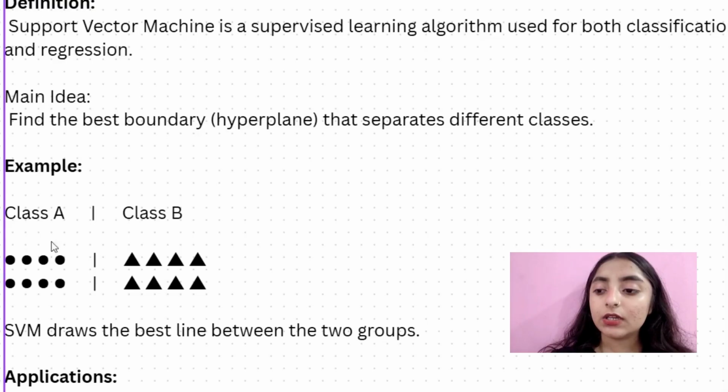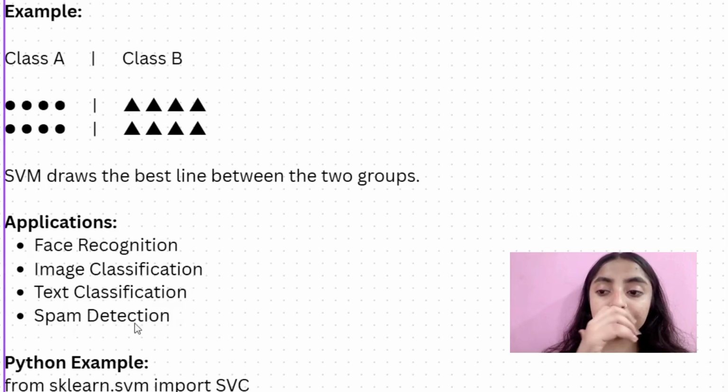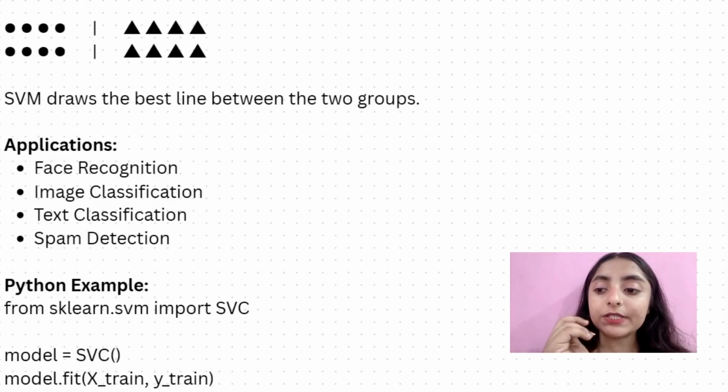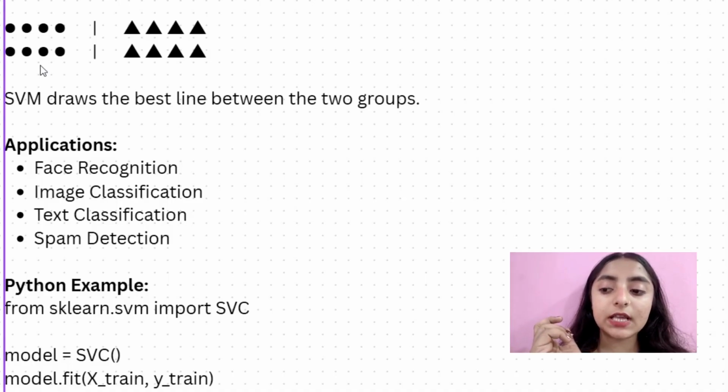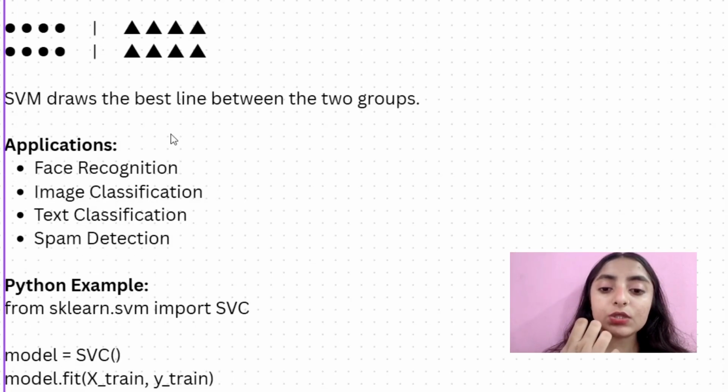Here you can see an example. This is one class, this is another class, and this is the hyperplane, which is the boundary. It is classifying: for example, if these are cats and these are dogs, it is segregating them. Class A is cats, class B is dogs, and it gives one straight line between them. This hyperplane is the best boundary that separates the different classes. For example, we can use it in face recognition, image classification, text classification, and spam detection. The data points closest to the boundary are called support vectors.